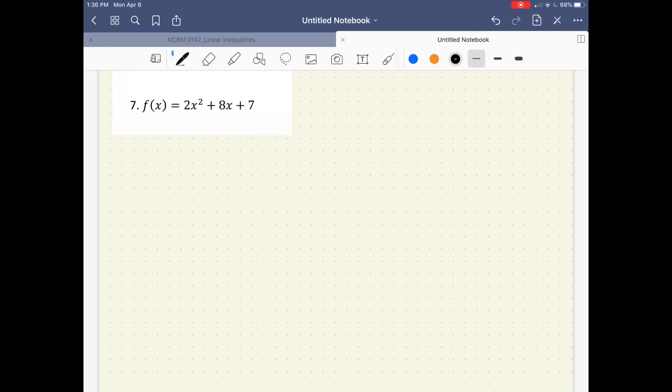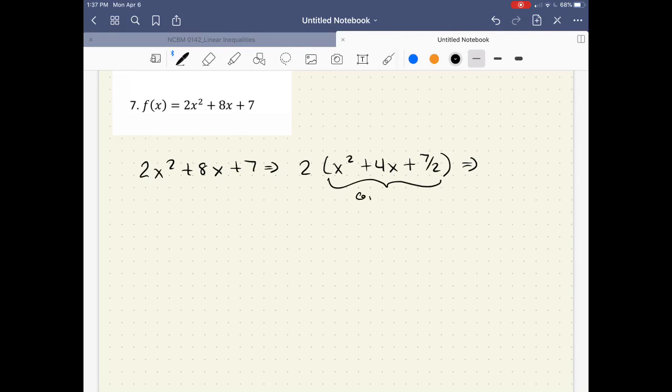Last problem for today. Again, we have to make sure the first coefficient is a 1, which it is not. So we have to make that. So we have 2x squared plus 8x plus 7. I must factor that 2 out, and I have 2 times (x squared plus 4x plus 7/2). So that 2 is going to be carried throughout the process. I'm just going to work with what's inside the parentheses, so that we'll complete the square with that.